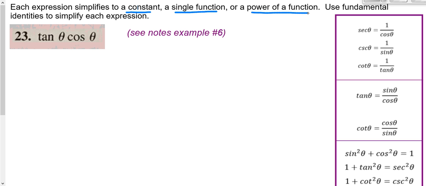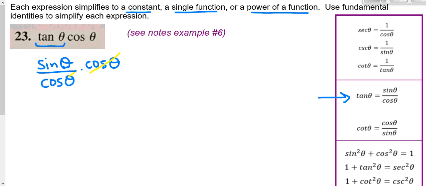Okay, so let's replace tangent theta with sine theta over cosine theta. That's a ratio identity. Sine theta over cosine theta. And then that's being multiplied by cosine theta. So we can cancel the cosine thetas, and all we have left is sine theta, and that is a single function.